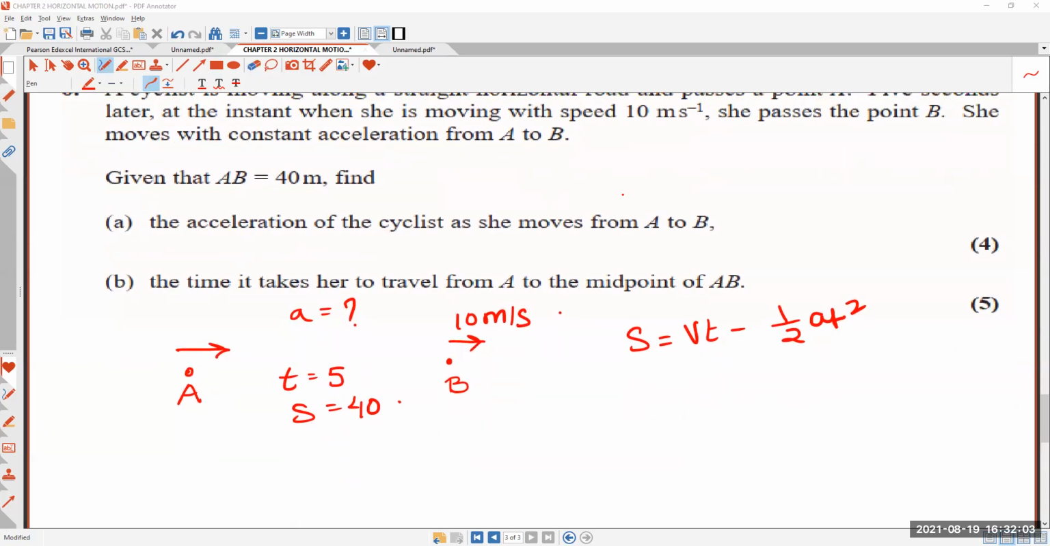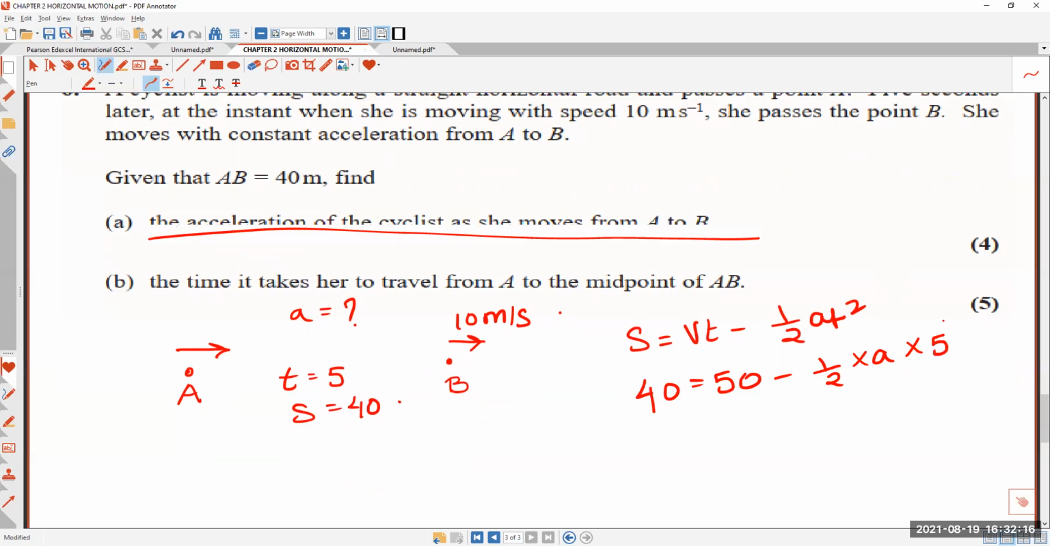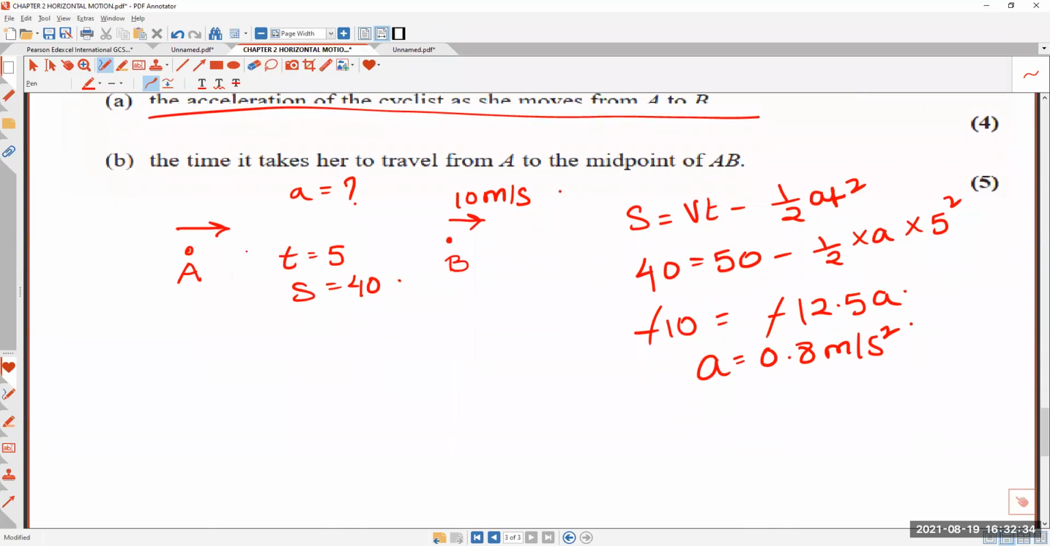Okay. So what do you get for s? Take 40. The final velocity is 10 into 5, 50, minus half a. Does anyone know the acceleration? We don't know, because they said find the acceleration of the cyclist. The time is 5 square. So 40 minus 50 is minus 10, equal to 25 divided by 2, which is 12.5 a. So 10 divided by 12.5 is 0.8 meter per second square. You have to write this. This is a part answer.